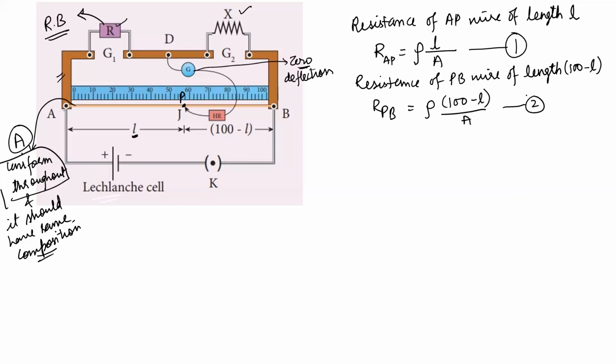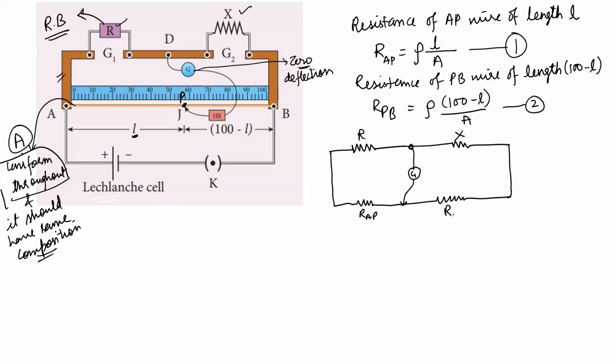This is RPB. As the galvanometer shows zero deflection when the jockey comes at point P, that means the bridge is balanced. Here we are having four resistances. And what are those four resistances? As we can see, here R is connected, here X is connected, and a galvanometer is connected, and this galvanometer is connected with a jockey, and here we are having the resistance of the wire RAP, and here we are having the resistance of the wire, that is RPB, and a battery is connected.